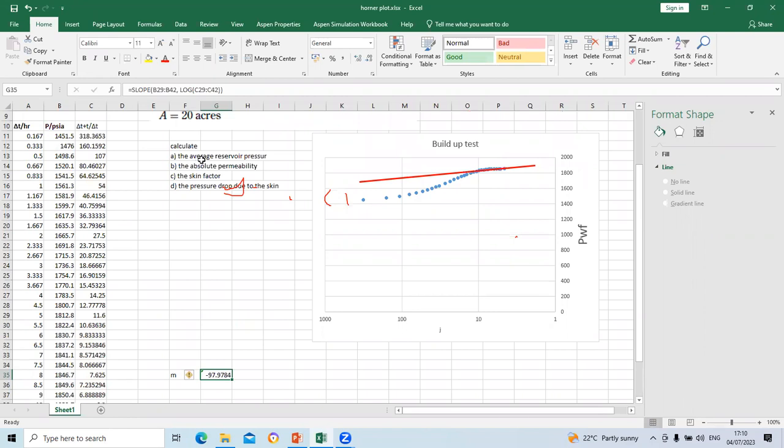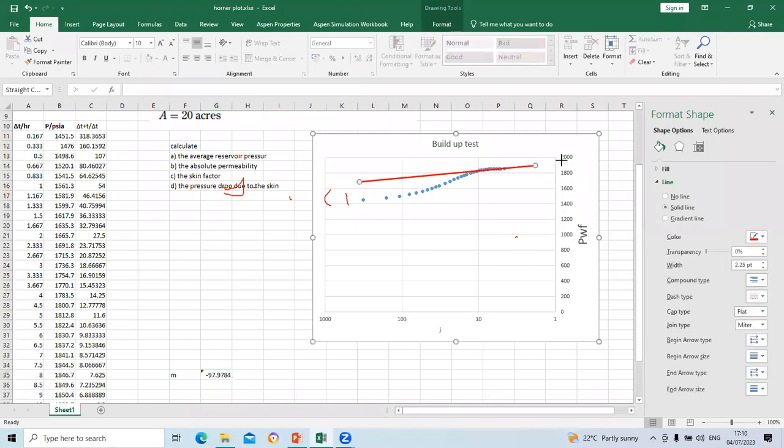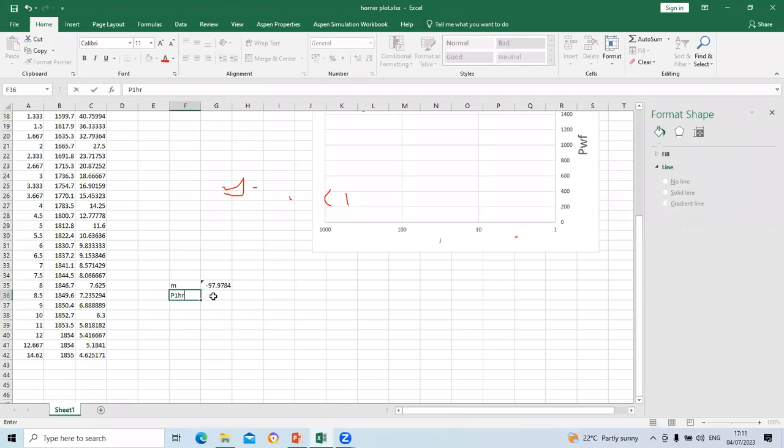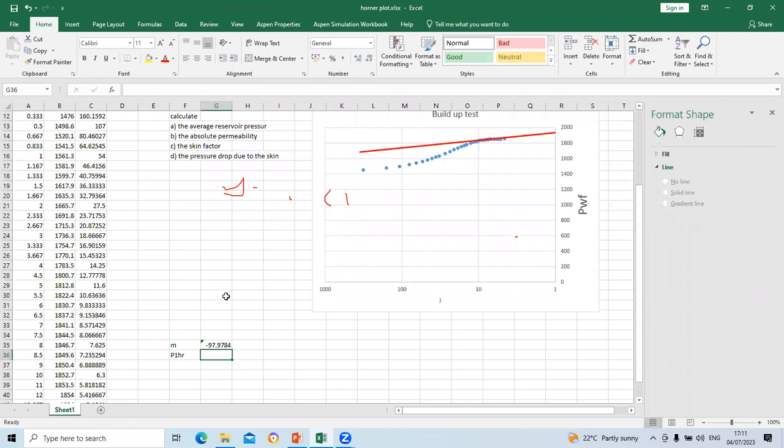average reservoir pressure. The average reservoir pressure is the pressure after 1, that P1R. That's what we mean by our average reservoir pressure. So from what we are seeing here, we are just going to extend this graph. When we extend this graph right up to this point, we can read the pressure value at this particular point, and that is going to be our P1R, which is the average reservoir pressure.